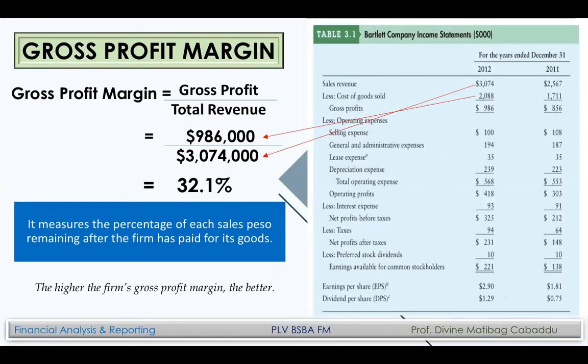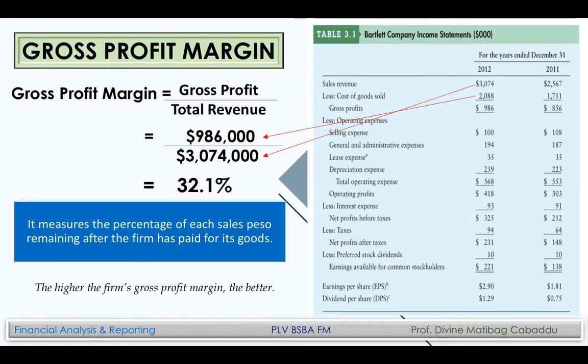Now, profitability ratios. Gross profit margin. Your denominator would be total sales revenue. So gross profit is 986,000 divided by 3,074,000. So you would like to know how profitable the company is after it deducts cost of goods sold from its sales revenue. So pumapatak 32.1% is the gross profit margin. So kada benta mo na 100 pesos, ibawas mo yung cost of goods sold or puhunan mo, meron matitira sa yung 32 pesos and 10 centavos.